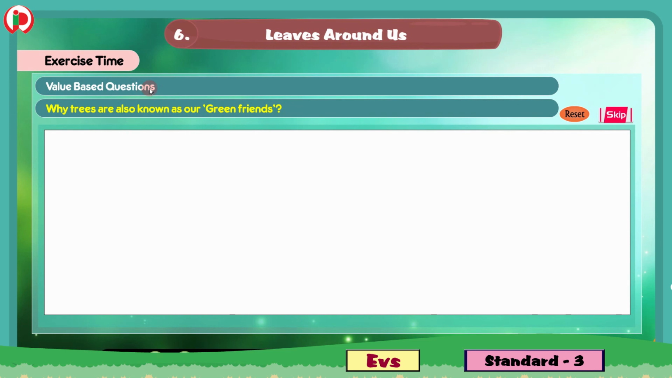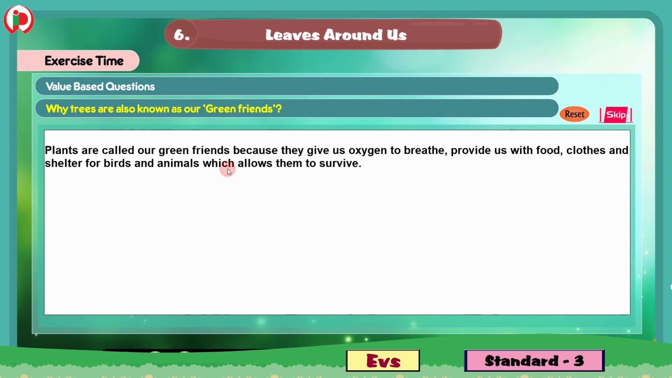Value-based questions. Why are trees also known as our green friends? Children, why are the trees known as green friends? You can write like this. Plants are called our green friends because they give us oxygen to breathe, provide us with food, clothes and shelter for birds and animals, which allows them to survive.